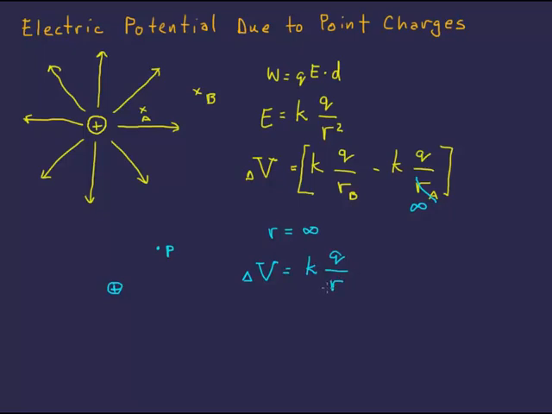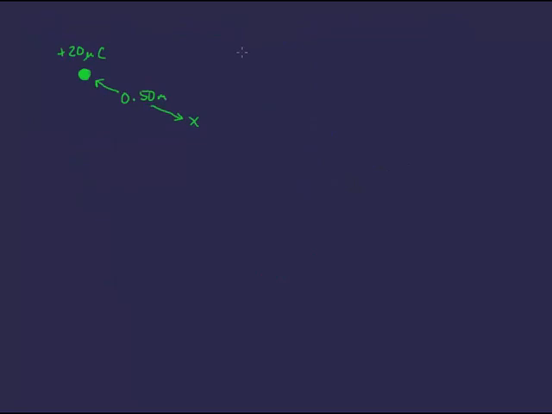Okay. That's a lot of technical stuff. So let's use this formula. It's not that hard, so we're going to do a couple of examples. Okay, our job is to find what the potential is due to this 20 microcoulomb charge at a distance of 0.50 meters away. So we're just going to use our formula kq over r.